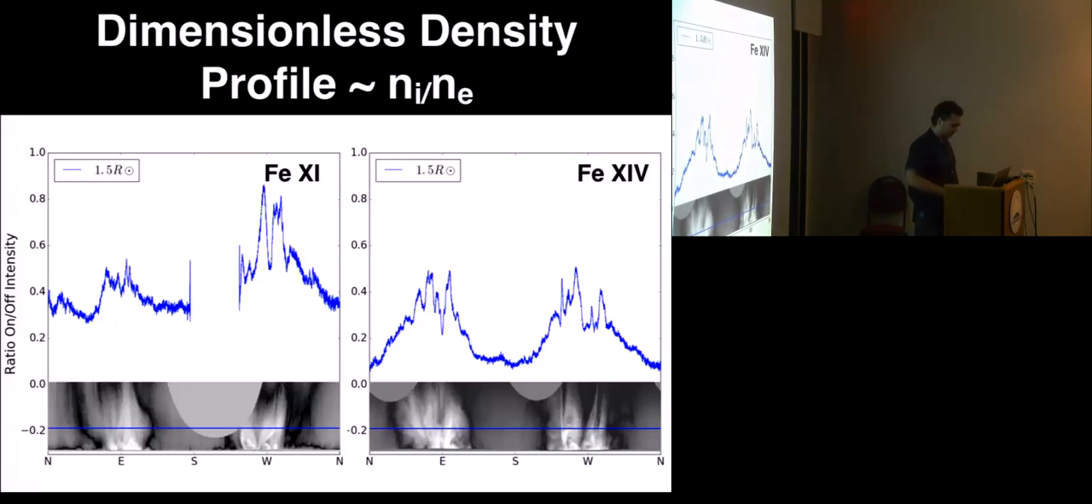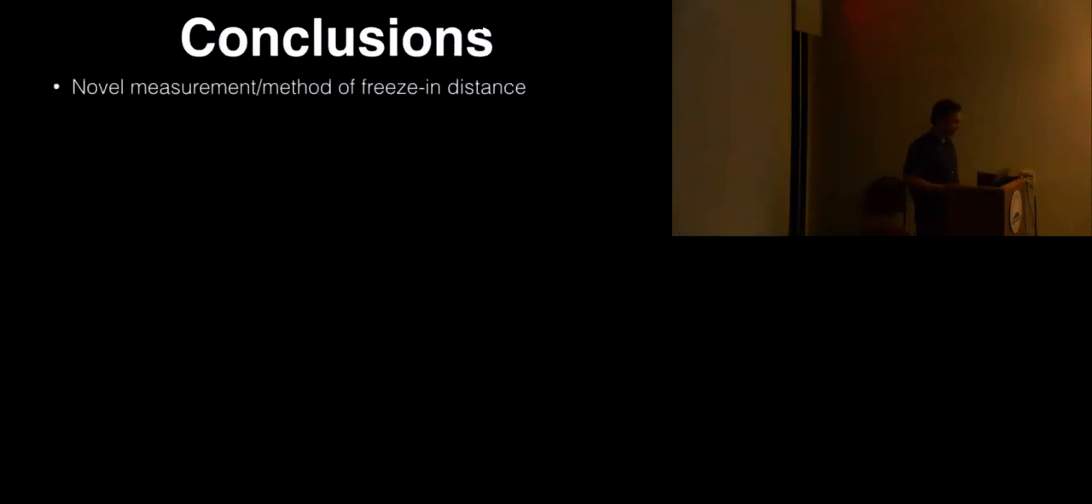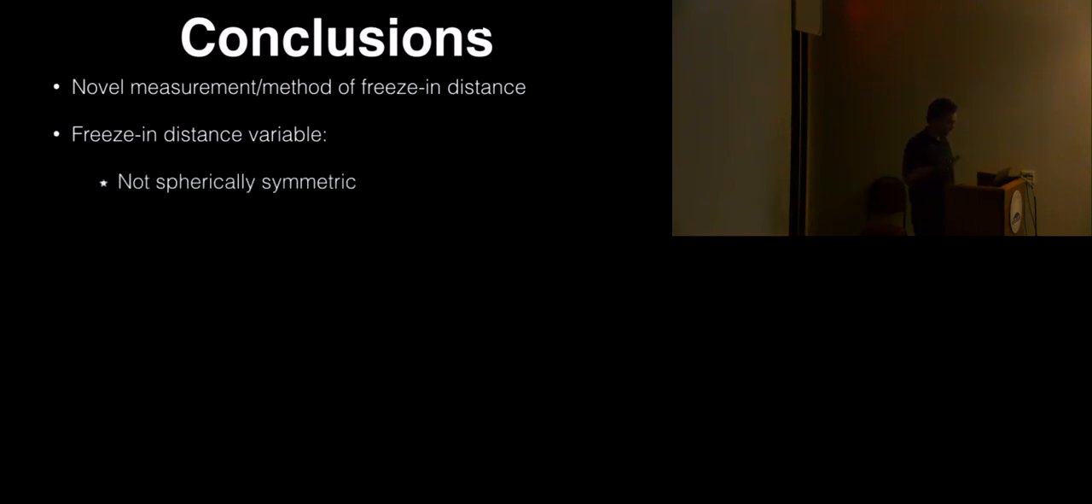So in conclusion, first and foremost, this is a novel measurement of the freezing distance and a novel method for doing so. It's never been done before. Secondly, we found the freezing distance is highly variable, unlike what models predict. Of course, when they do one-dimensional models, they don't consider how different structures may affect the freezing distance, namely that it's not at all spherically symmetric.